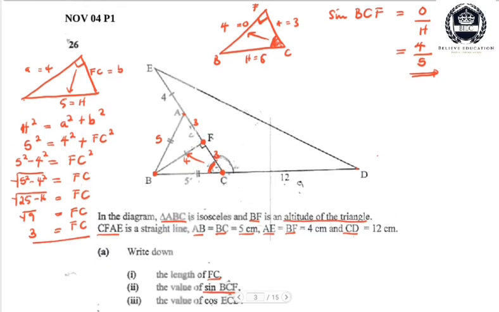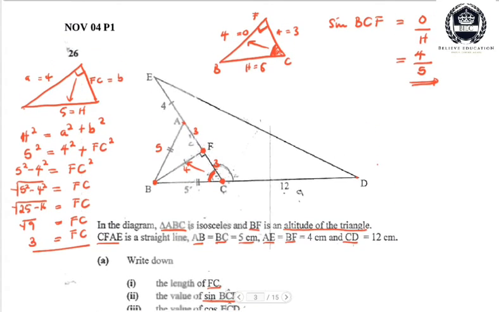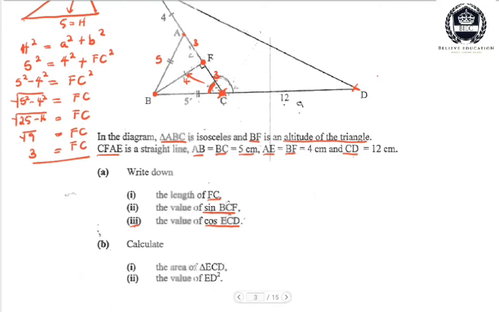Then I go to the next question. The next question asks me to find, that's number 3 here, cos ECD. So we go to ECD, we check here, we have E, C, and D. So if we get some working space here, it's more like this.